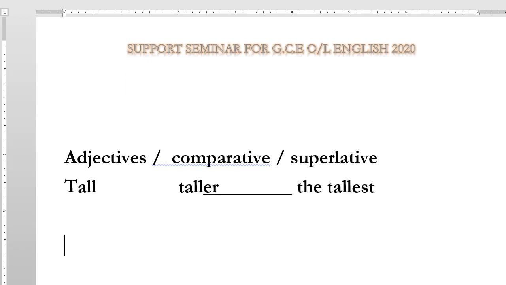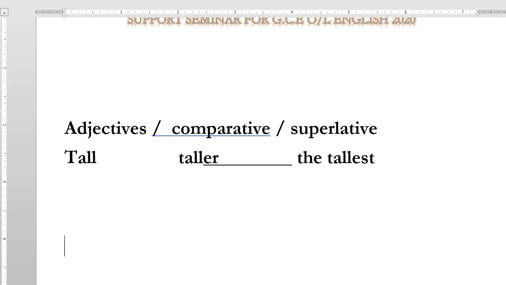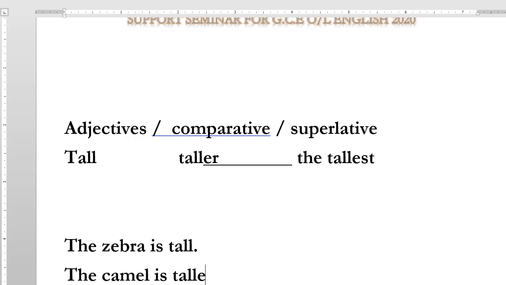I'll give you a practical example. I can say the zebra is tall. Because I'm speaking about one particular animal, one particular subject, I can say the zebra is tall. This tall refers to this zebra. Okay. Now let's say that I'm looking at a zebra. At the same time, I'm looking at a camel. And I want to say that the camel is a little bit more tall than the zebra. So I can say the camel is taller than the zebra.